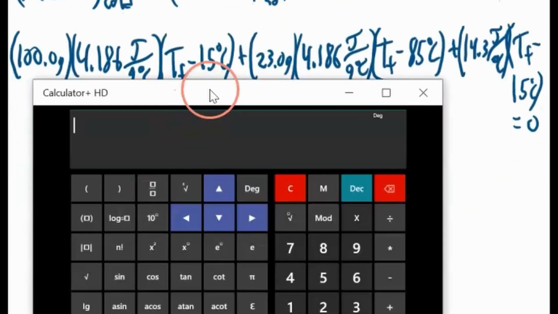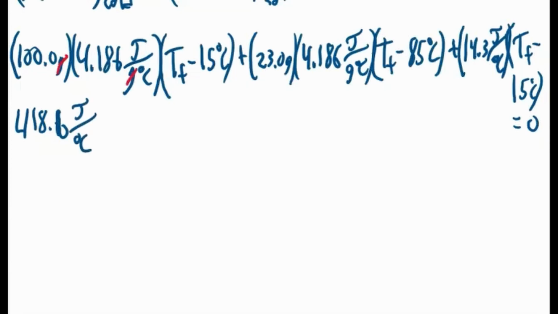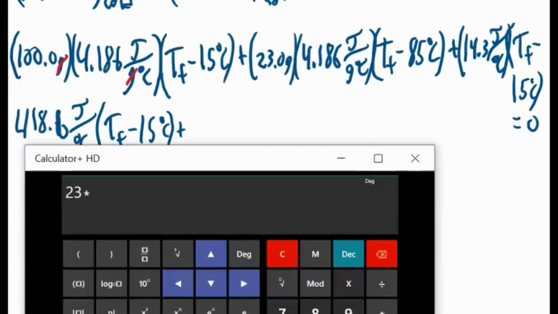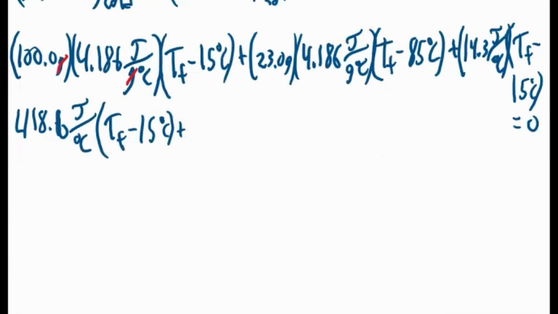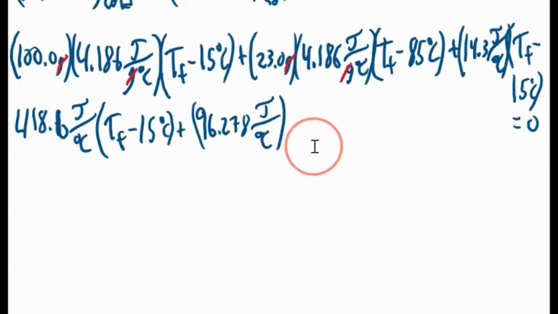Okay, gotta plug this in so that we don't have too many things going on. Oh, actually, I could do this. This is times 100, so this would just be 418.6, and our grams cancel out, so that's joules per degree Celsius times T final minus 15 degrees Celsius plus 23 times 4.186 is 96.278. So 96.278, and our grams cancel out again. It's always nice to cancel the units. Looks good so that we know our units are working out.